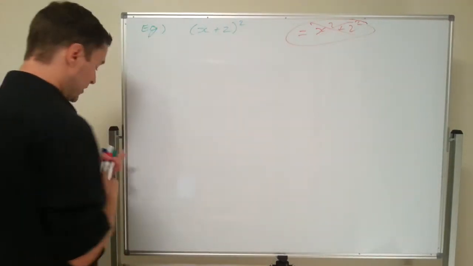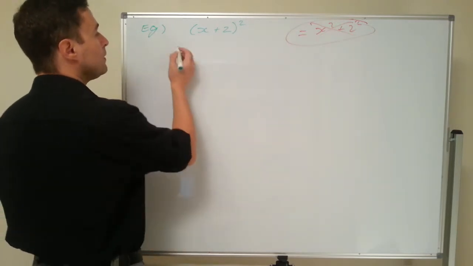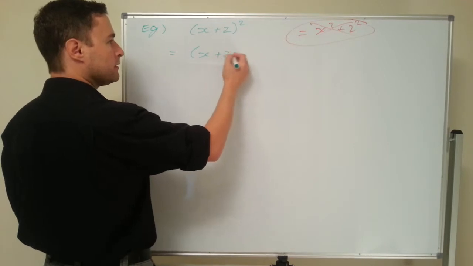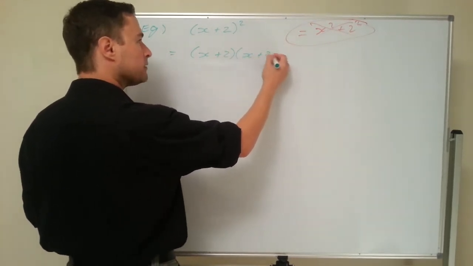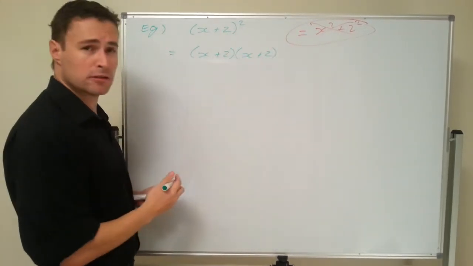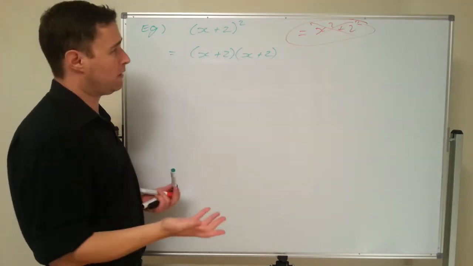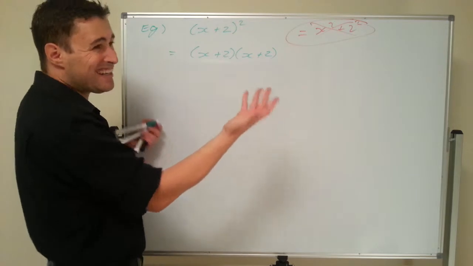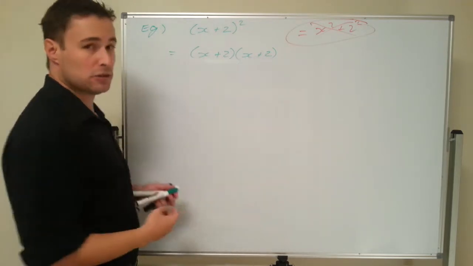So, let's quickly multiply this out. FOIL. Now, what does this actually mean? This means that I've got the bracket times the bracket. It means that I'm multiplying the bracket by itself. That's what a power means. That's what squared means. So now, all I've got is 2 brackets. Well, they happen to be the same. So what? Let's just do FOIL on them.